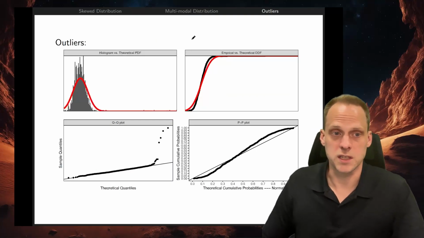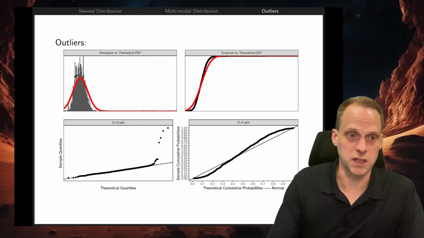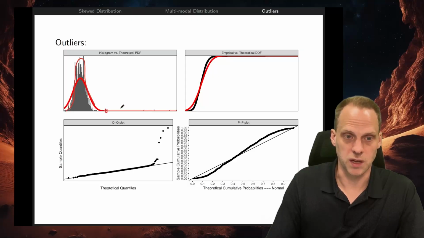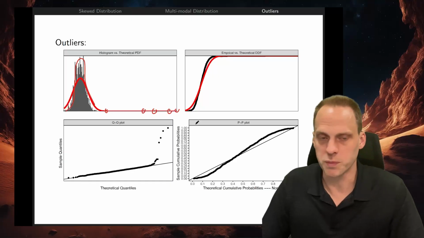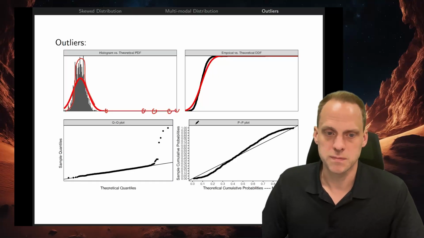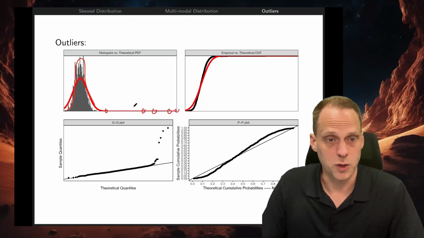And let's look at the final example. Here we have outliers. So the data here is actually really normally distributed. Or this is a bell shape, except that I simulated a few points here that are just very far away from this bell shape. These are clear outliers. And do we see that in the plots?